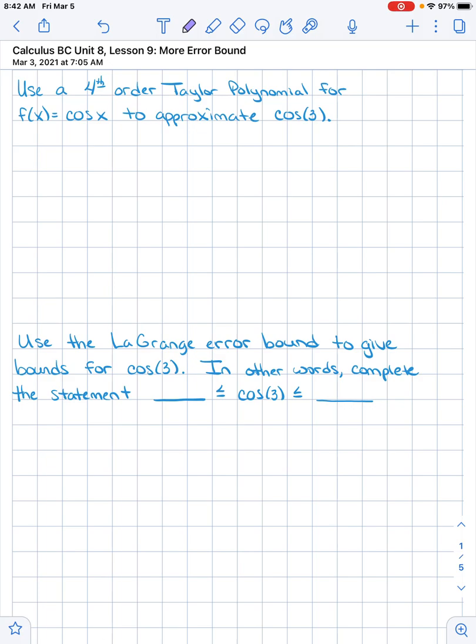But I want you to think about the fact that this does not mean it's going to be centered about 0. This is a Taylor polynomial. So find a convenient point that's close to 3 so we can be a little bit more accurate. Go give it a shot.